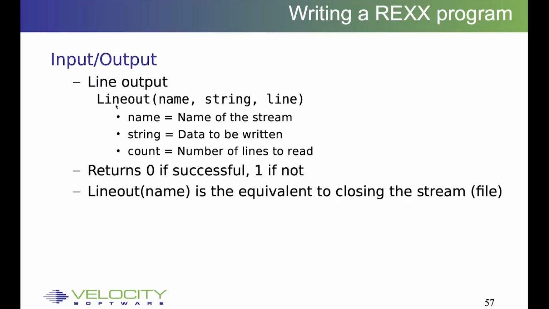Lineout, very similarly, takes the name of the stream, the data to be written, which is a string, it could be a string variable itself, and oops, this is wrong. I didn't even look at this. Lineout returns 0 if it is successful, 1 if it is not. And lineout with the name by itself is equivalent to closing the file. I didn't even look at this because we rarely, we don't use this. These are more functions that you would use on Windows and Linux. We don't really use these in CMS.